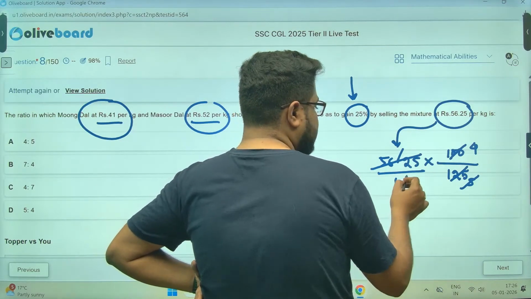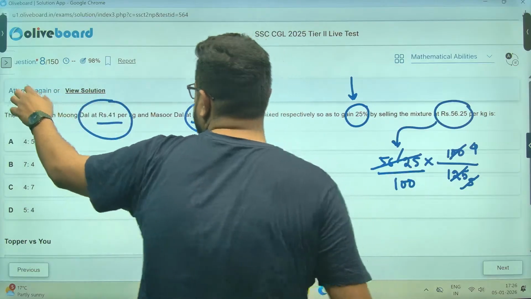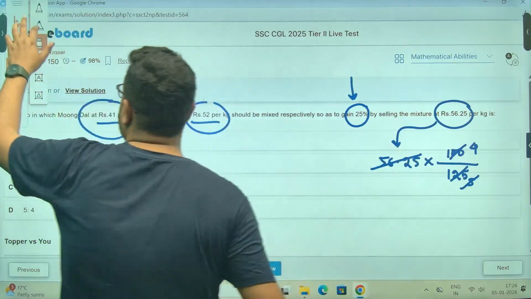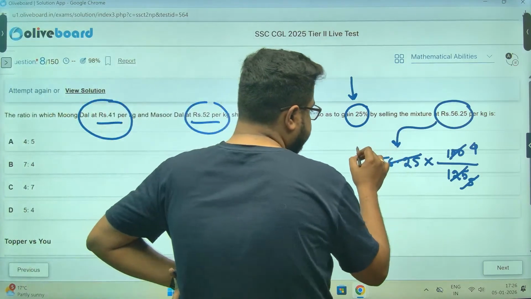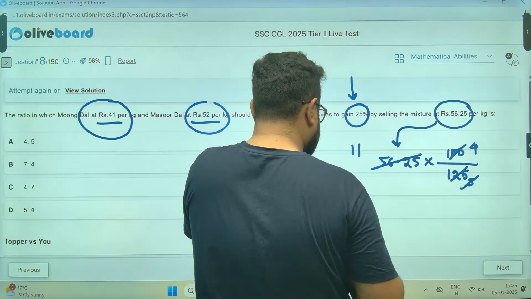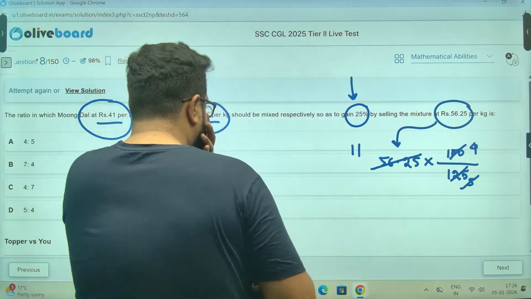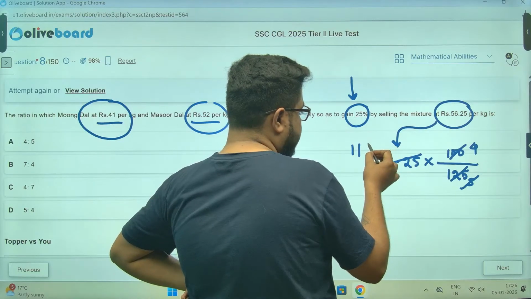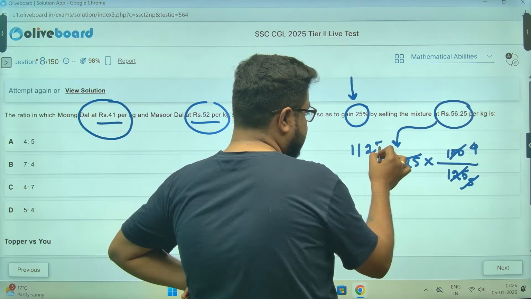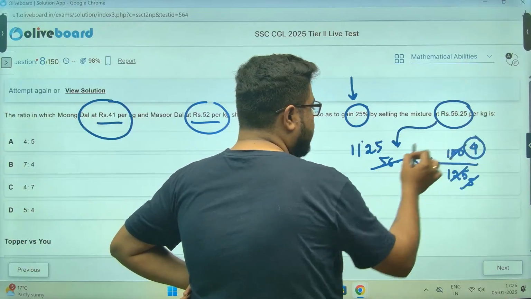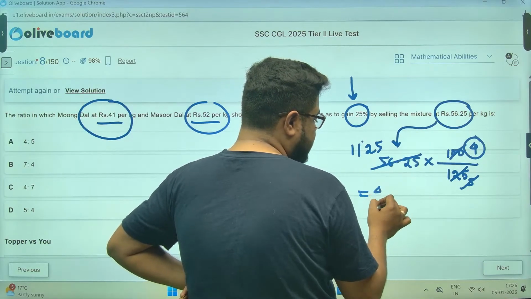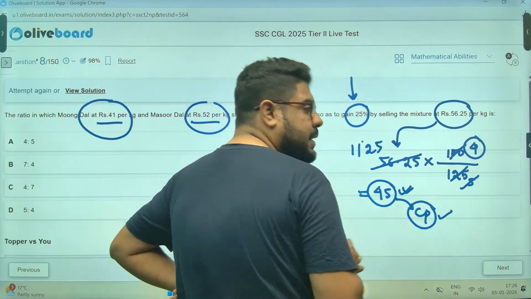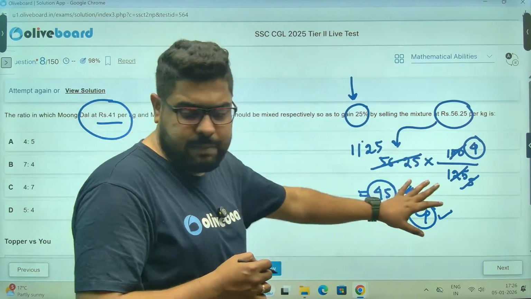So let's do one thing. Let us not do this, sir. Okay. 5 11s are 55. 5 2s are 10, 5 5s are this. 11.25 into 4, meaning, sir, 44 and 1, that is 45. This is the CP of the selling. After mixture, CP is this.